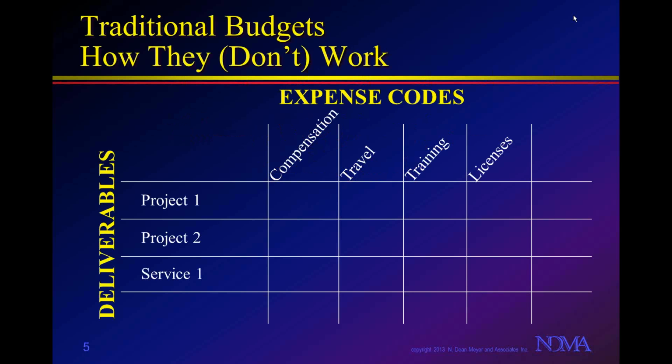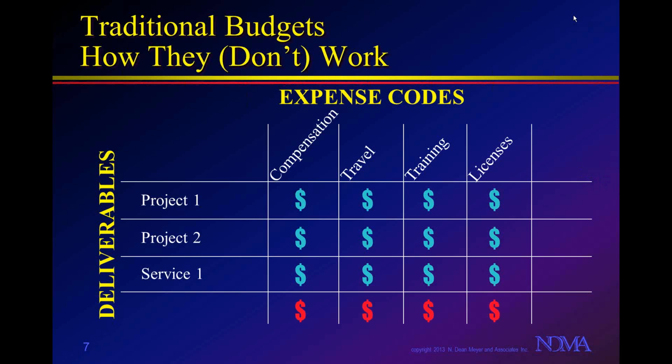So here we are, ready to do our budget. Picture a spreadsheet. The columns represent your general ledger expense codes, you know, compensation, travel, training, vendor licenses, professional services, and so on. And the rows represent the deliverables you plan for the year ahead, the projects and services that you might offer to the business. Well and good, so we fill in the cells with numbers, and then the mistake that so many organizations make is they total the columns and submit a budget for compensation, travel, training, vendor services by cost center.